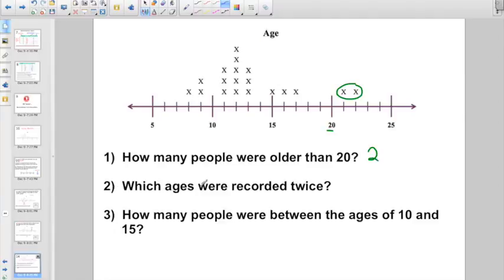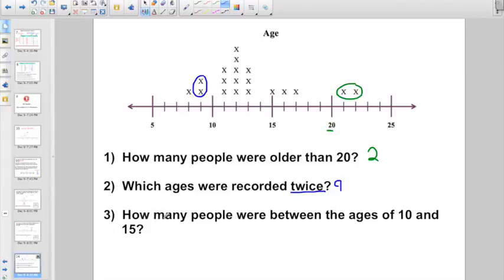Take a look at number 2. Which ages were recorded twice? Meaning you have 2 people the same age. Where do I have 2 X's? It looks like I only have 2 X's right here. So which age was that? If this is 1 on the left-hand side before 10, that must mean 9 was recorded twice, right?